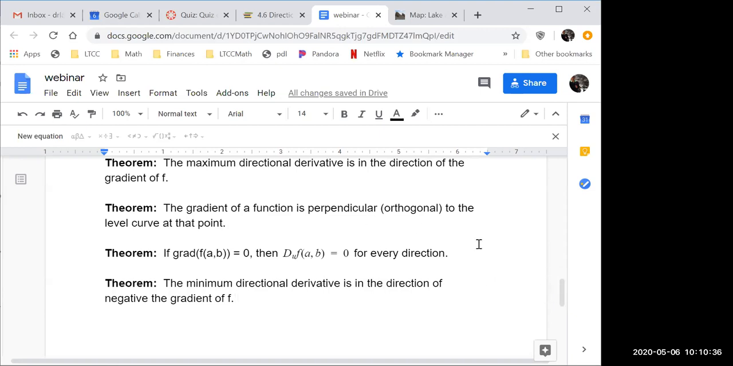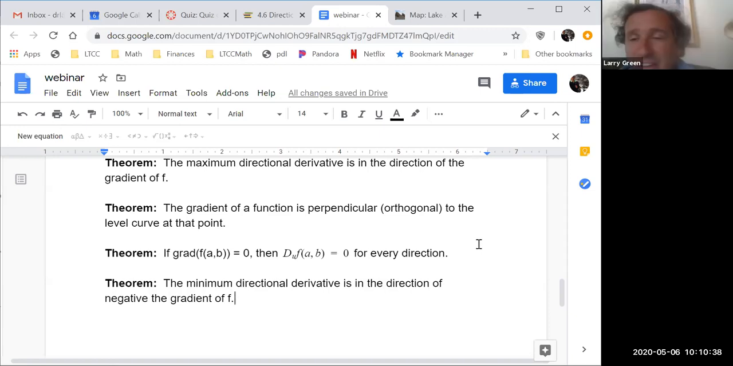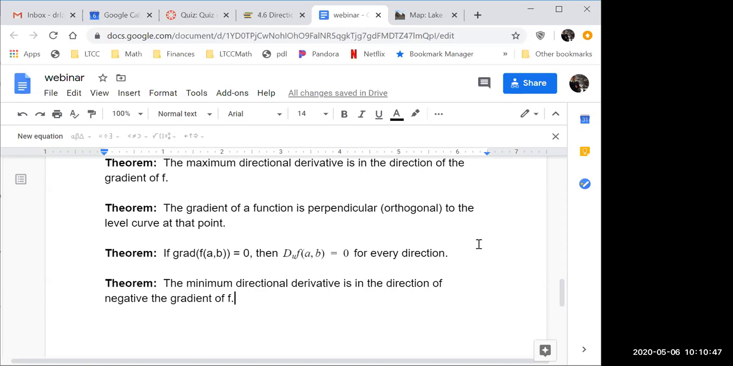Okay. I want to mention this works for 3 dimensions. As I said, I'm not going to write it all out, but everything I said works in X, Y, Z. It works in 10 dimensions. It works in every dimension. Okay.